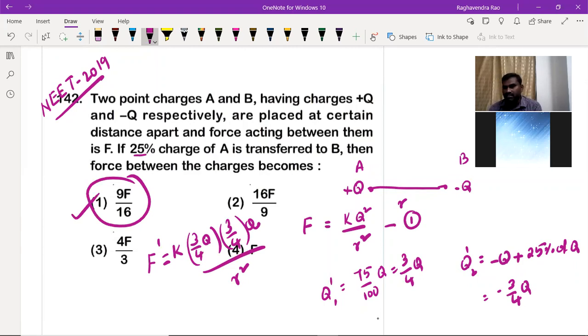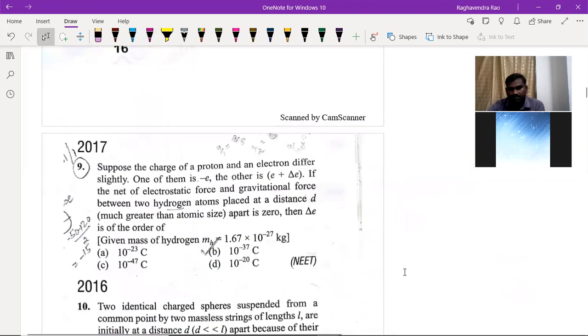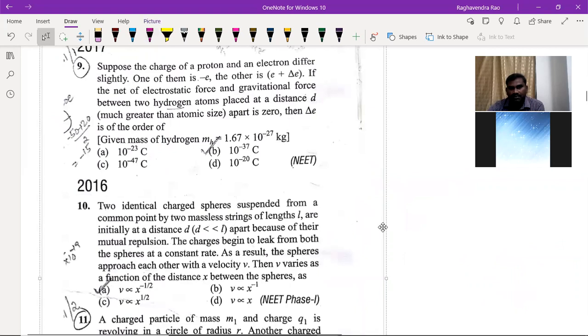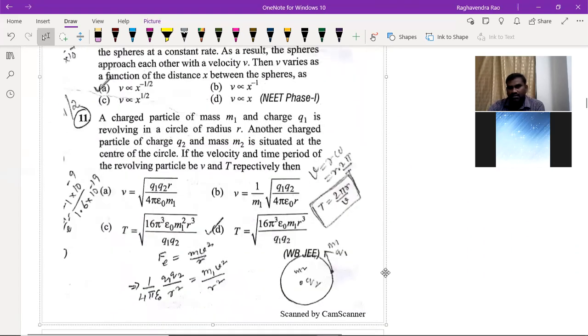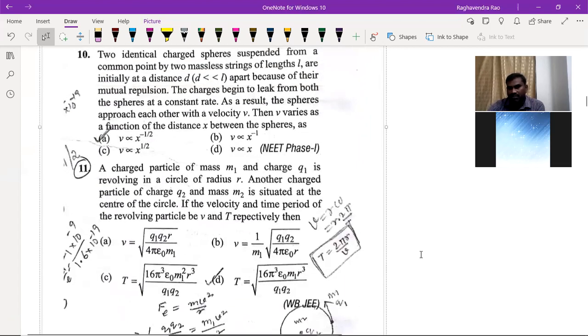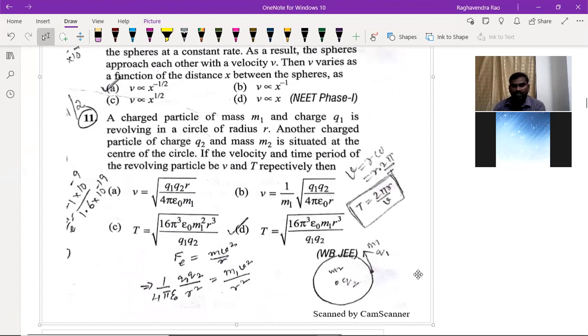So in yesterday's class, we already discussed this as an example. That is the NEET 2019 question. So these are all the questions we can go through. Some models I will discuss here, different models we will discuss. Now here, see this question.